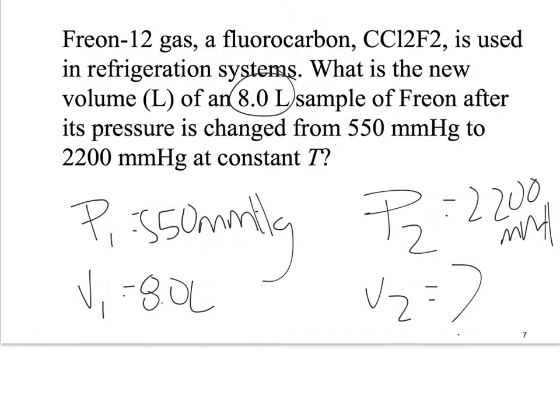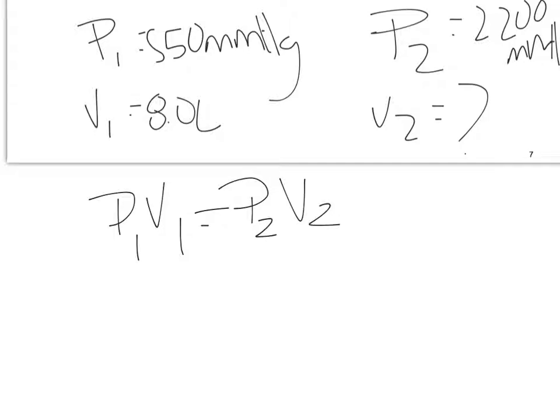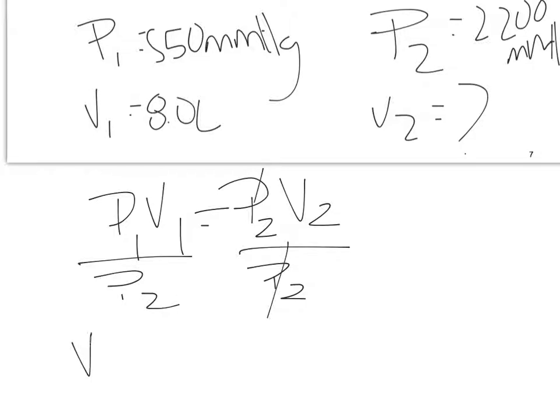So we're going to do exactly the same that we did in the last problem. P1 V1 equals P2 V2. We're going to solve for V2, meaning that we divide by P2 to cancel here. And V2 is equal to P1 V1 over P2.